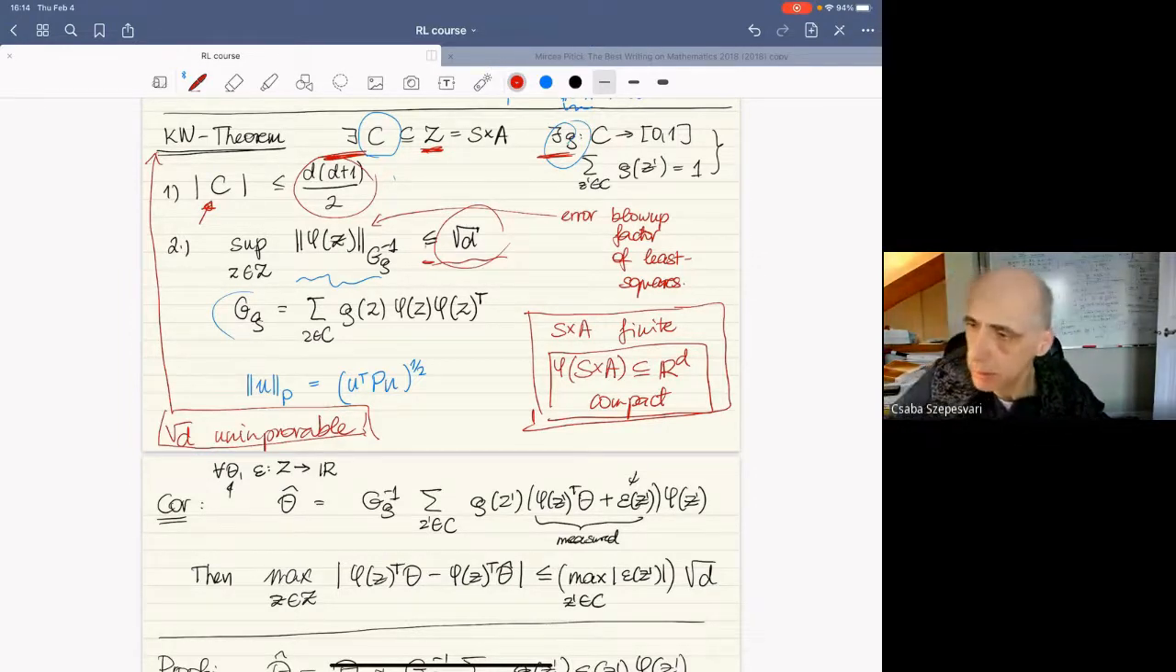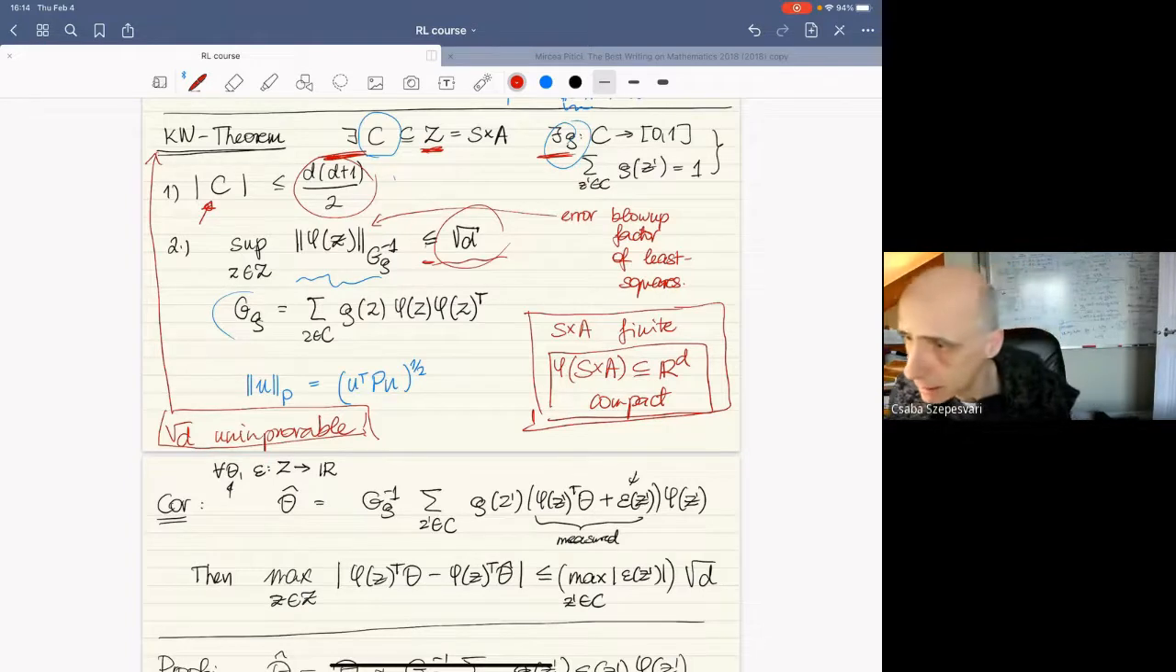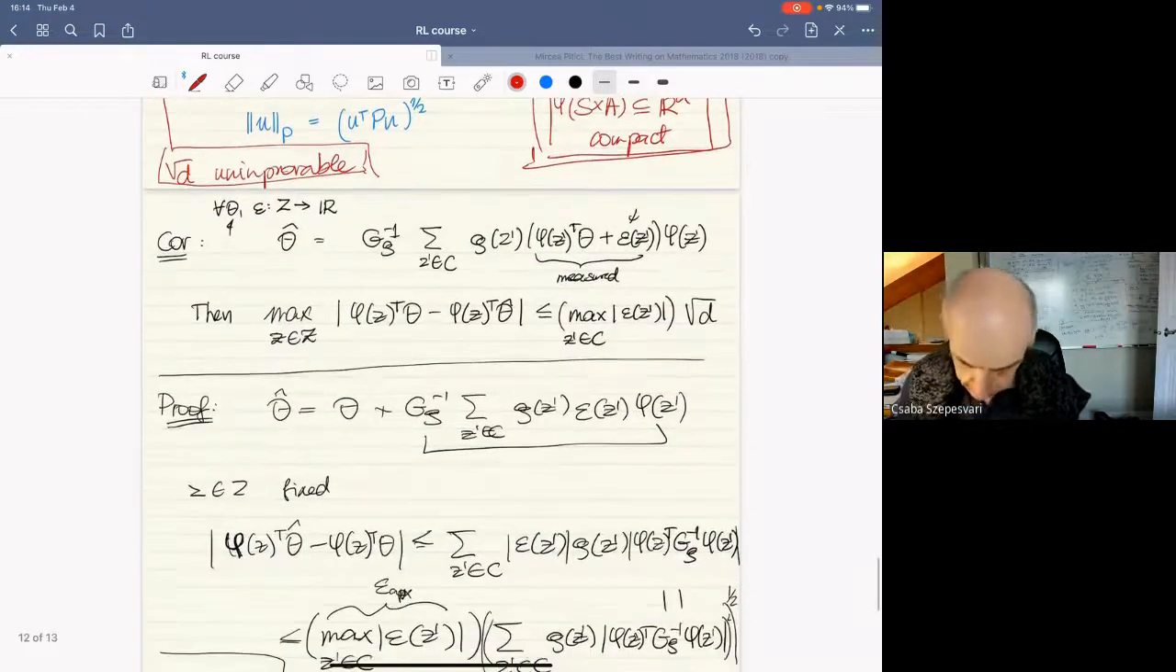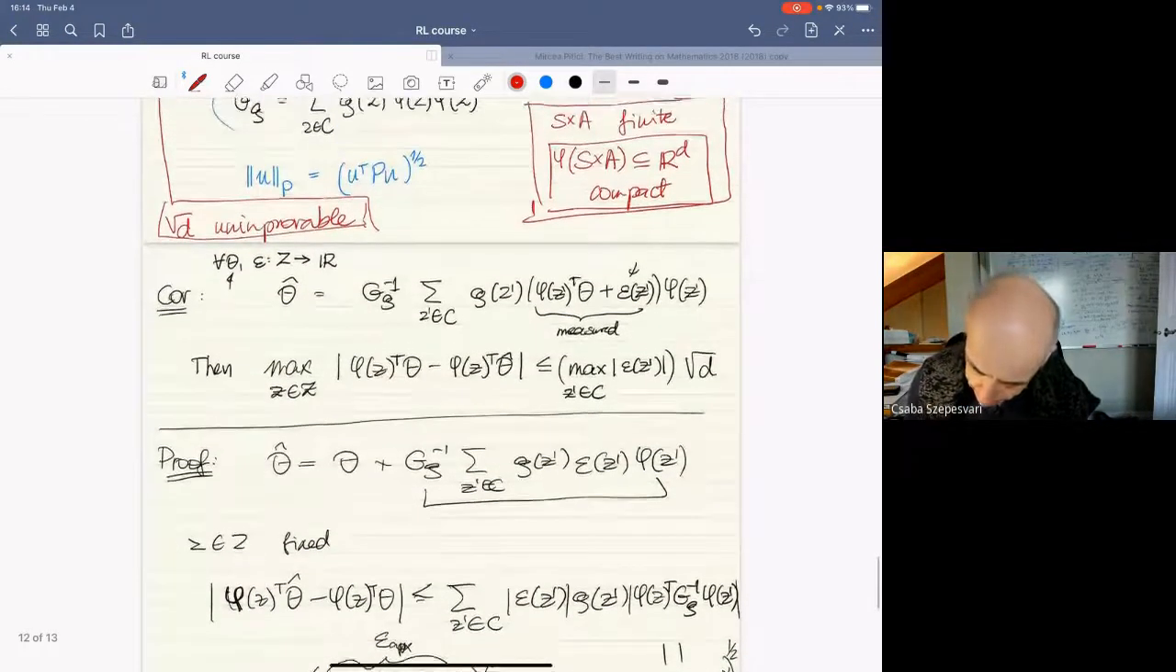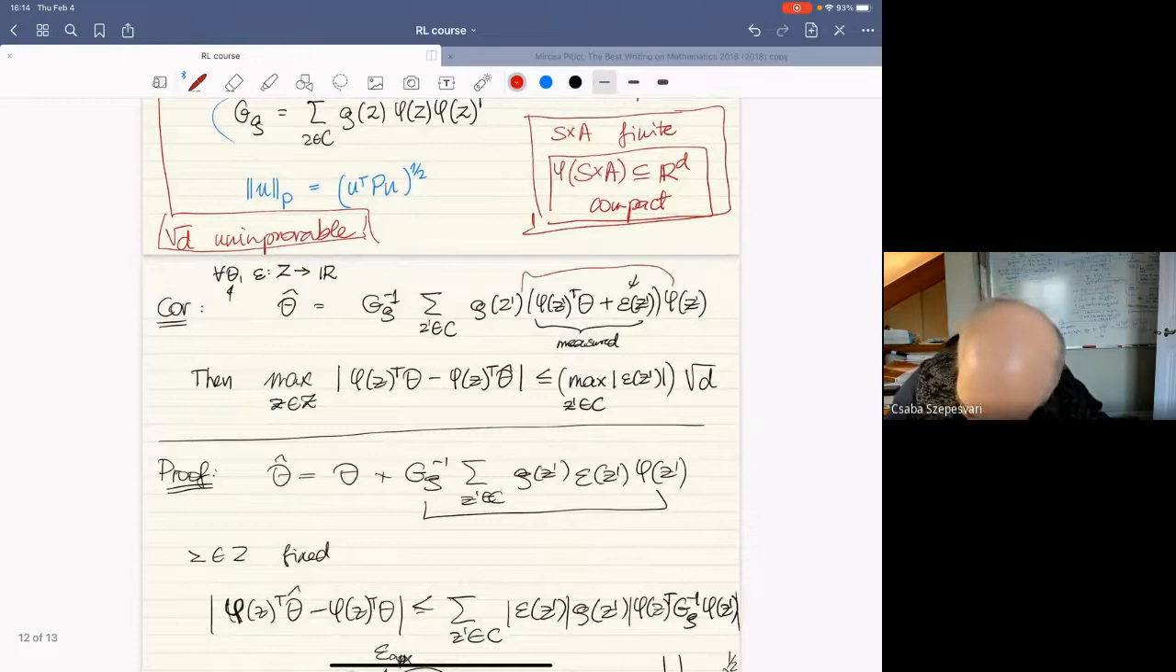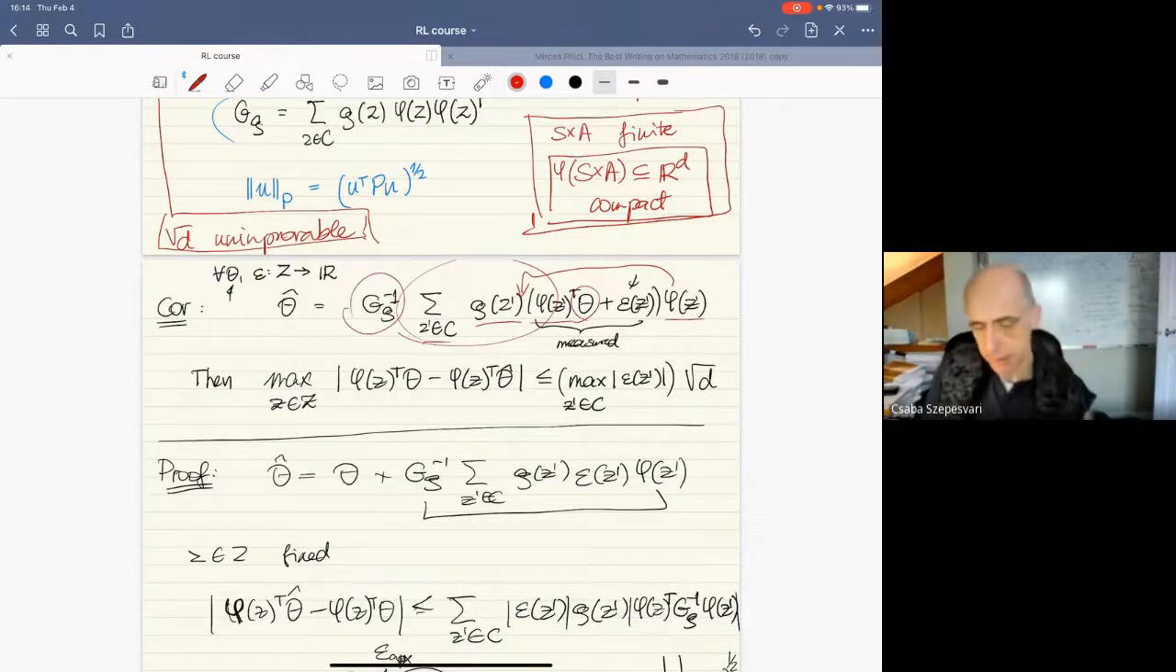All right, so quick question. How did I get the first line in the proof from the first line in the corollary? So basically, move this here. You have some z prime, rho z prime, phi z transpose theta pulled out, and this whole sum is the same as G inverse times 0. Sorry, it is 0. So it cancels. Just algebra.